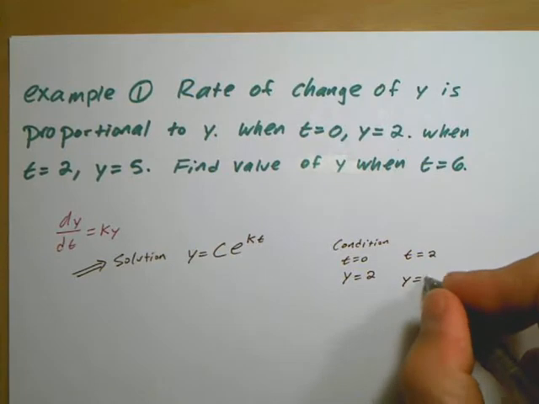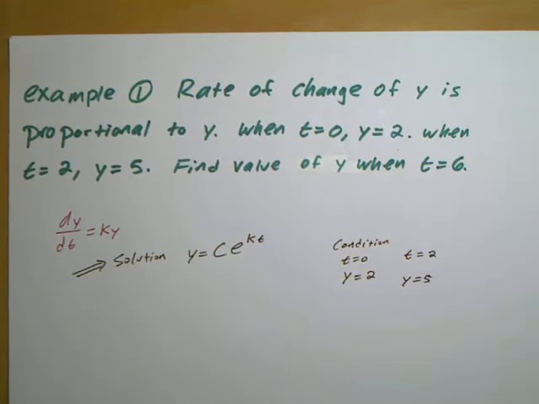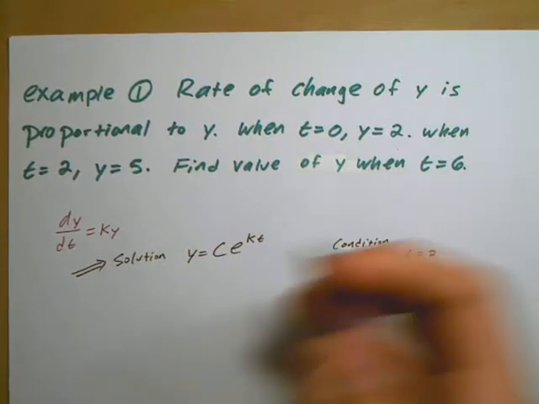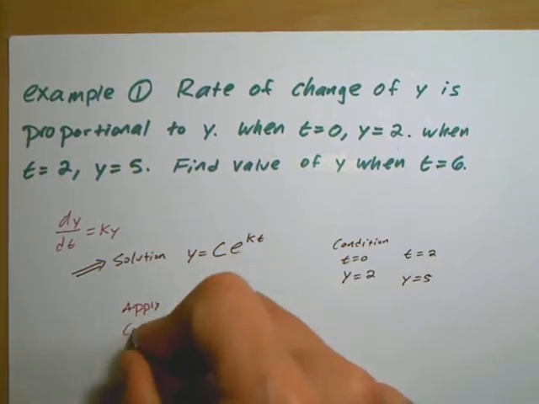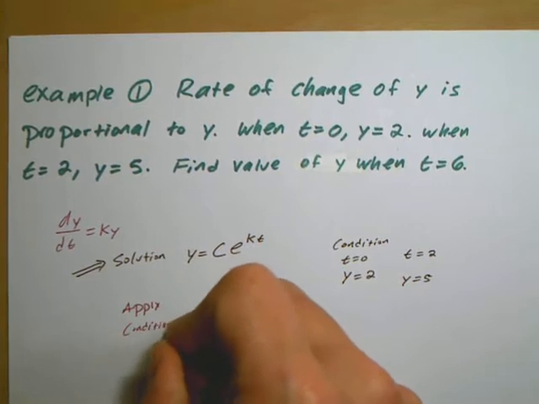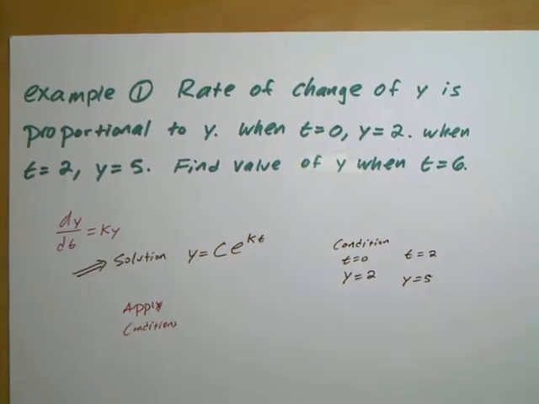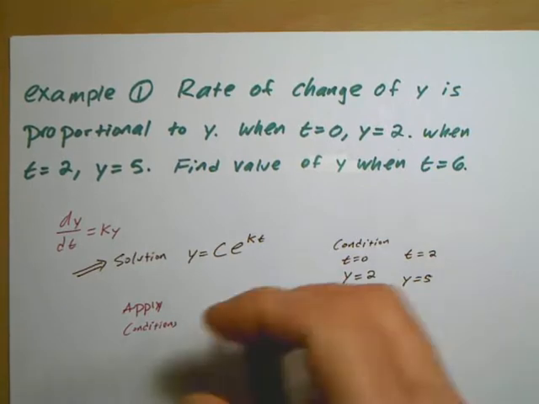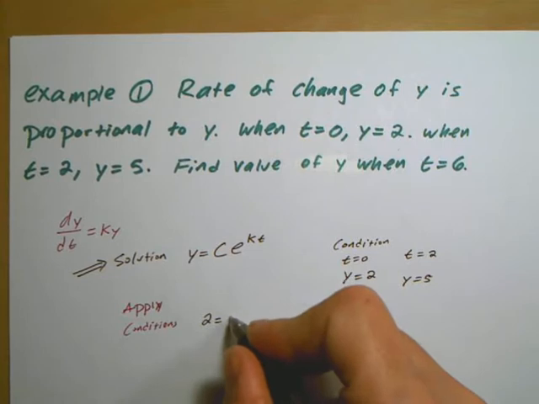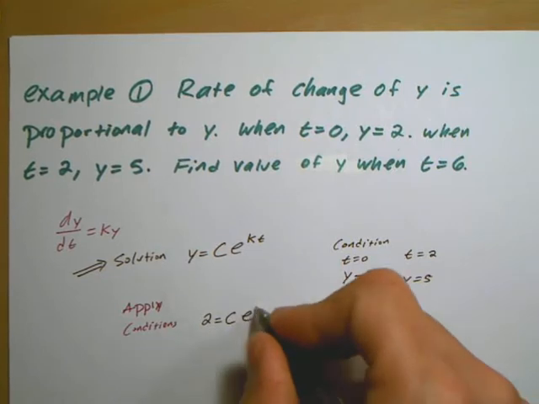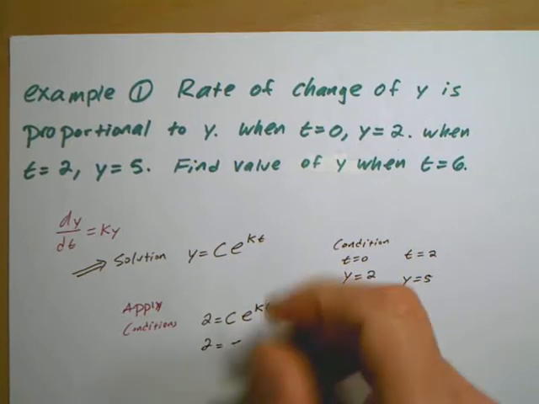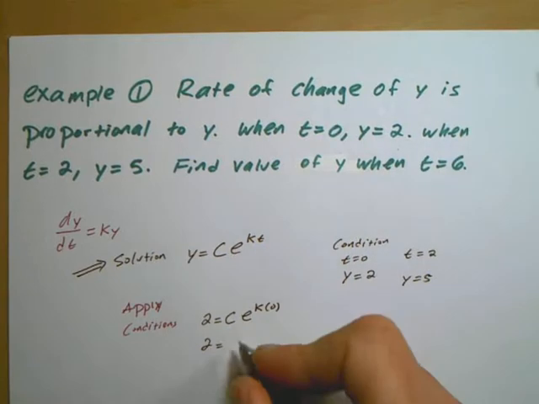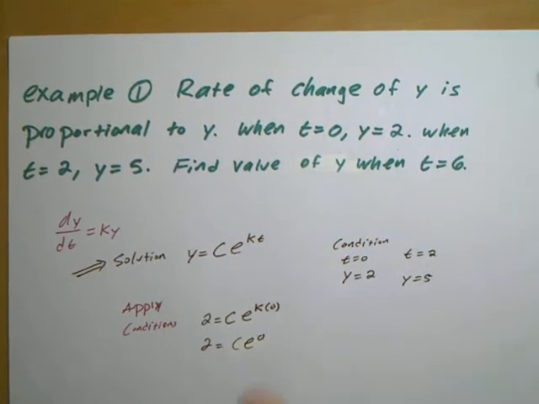And then I can just go ahead and use the information they give me, the given conditions, that when t is equal to 0, y is equal to 2. And they also give me another condition that when t is equal to 2, y is equal to 5. And so I go ahead and apply my conditions to figure out what one of these constants is. So I'm going to apply the conditions, and I'm going to go ahead and plug in 0 and 2.